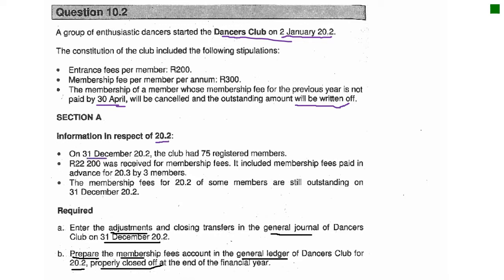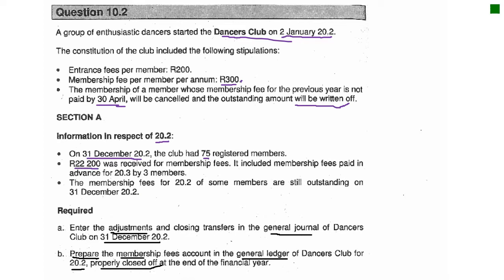On the 31st of December 2002, the club had 75 members. In this question, our assumption is that the 75 members all have to pay the full 300 Rand. In other questions in the next video, this will change, where if a member hasn't been there for the whole year, they only have to pay part of the membership fee. But if there's nothing like that, you can assume these 75 members had to pay the full 300 Rand membership fee. During the year, 22,200 was received for membership fees.